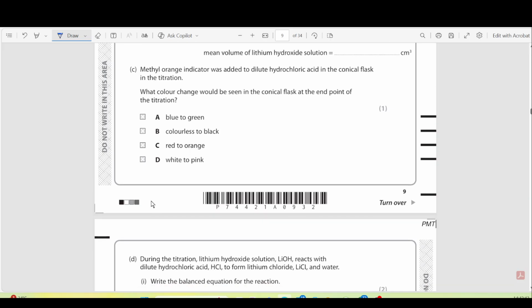The change in color, when methyl orange indicator was used in the conical flask, what change will we see at the end of the titration? That's the question. So hydrochloric acid at the start is red in color, and at the end it gets neutralized and changes into orange. So the correct answer is red to orange.